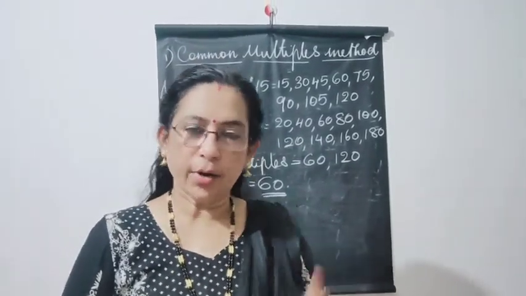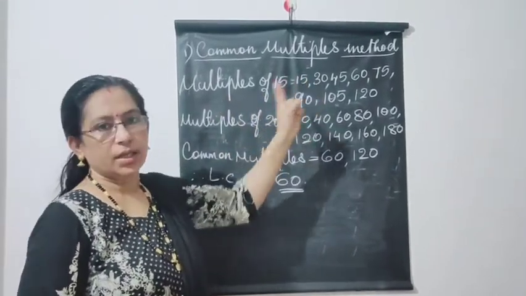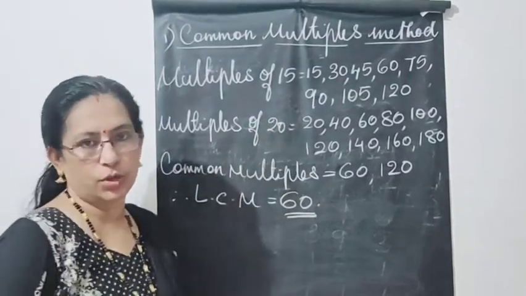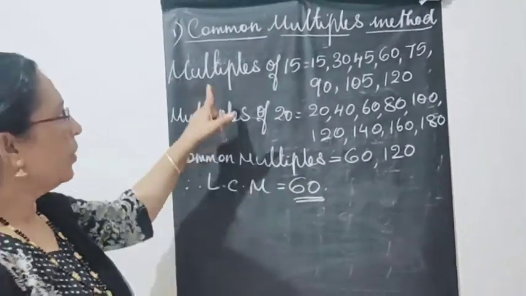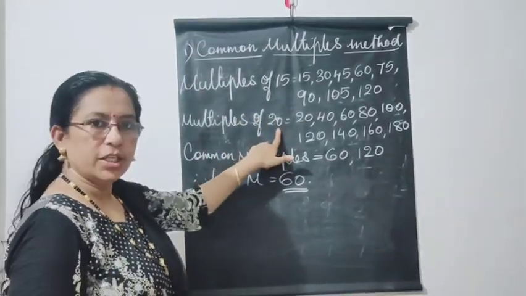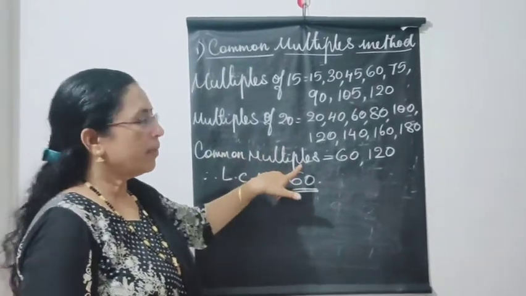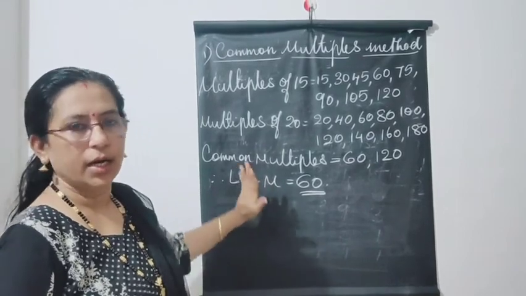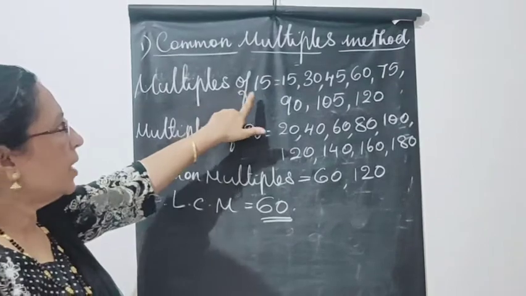Okay students, look at my board. Using the common multiples method, we are finding the LCM of 15 and 20. So what is the first step? We have to write the multiples of 15, then multiples of 20, then find out the common multiples. Among those common multiples, we have to find the least one, meaning the smallest one. Start writing multiples of 15.